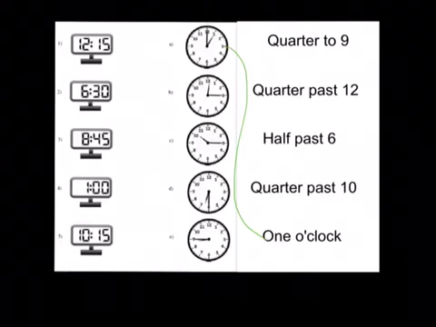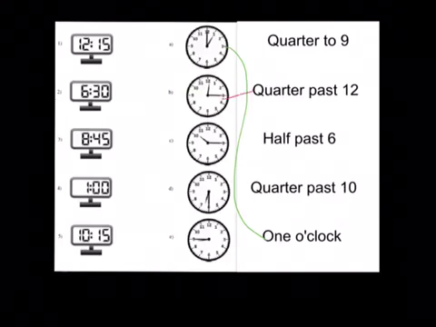Okay, let's take a look at the next clock here. First, we look at the minute hand. It's pointing to the 3. When the minute hand is on the 3, it's 1/4 past something. Okay, now we know it's 1/4 past. Let's look at the hour hand. Where is it sitting? It has just gone past the 12. So we know that that clock is saying 1/4 past 12.